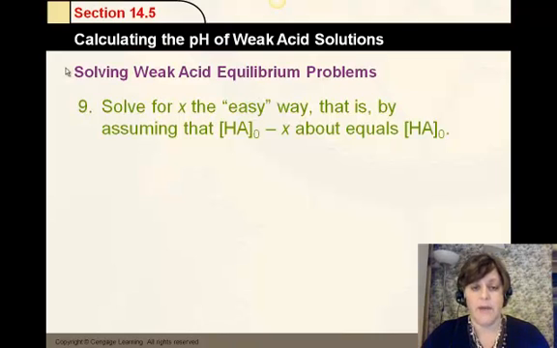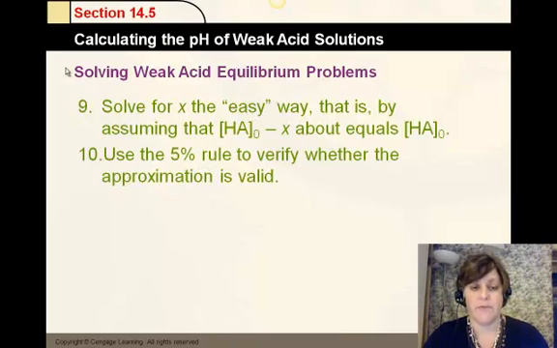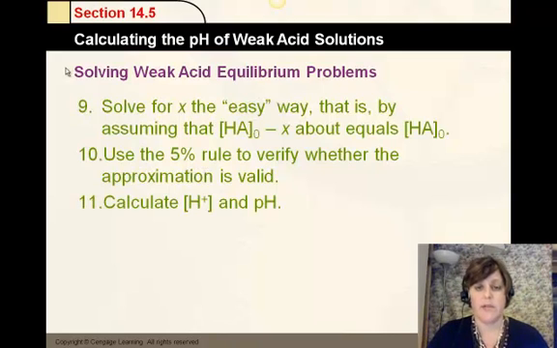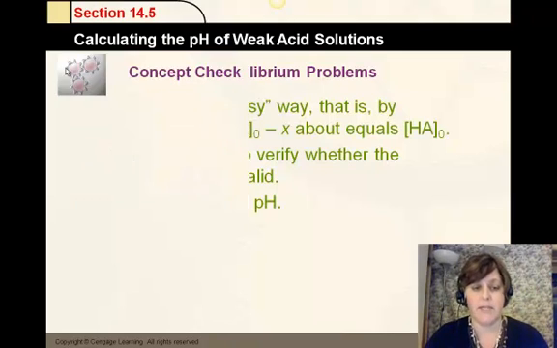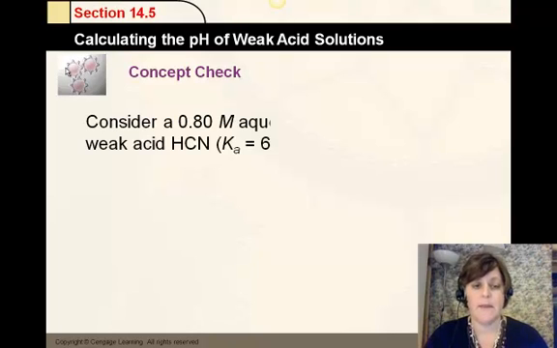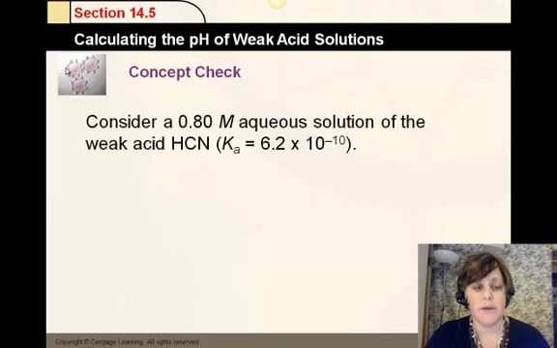Solve for x the easy way. Remember, you're going to use the 5% rule to subtract out minus x. You're going to verify that it can be done that way, and then you're going to calculate hydrogen and pH as a result. So let's look at an example here.